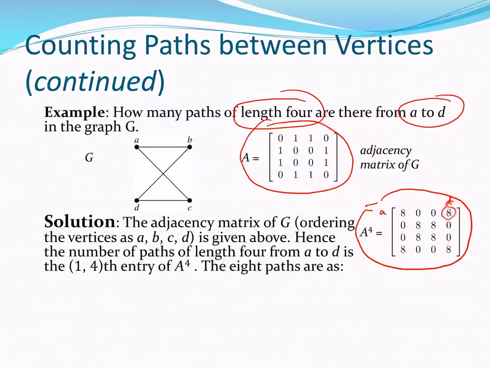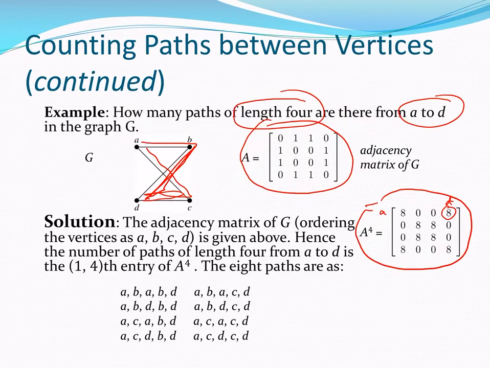Well, what's one of them? I could go A, C, D, C, D, which would be one path of length 4. I could do A, D, B, D, another path of length 4. And we've got them enumerated right here. So you can trace all those out and see that there are 8 possible ways to get from A to D in 4 steps.